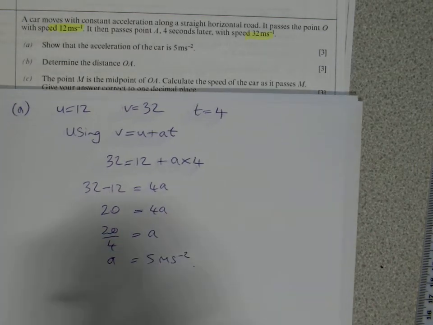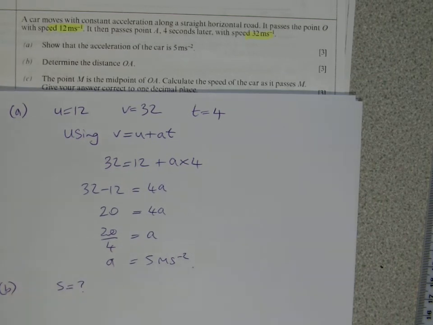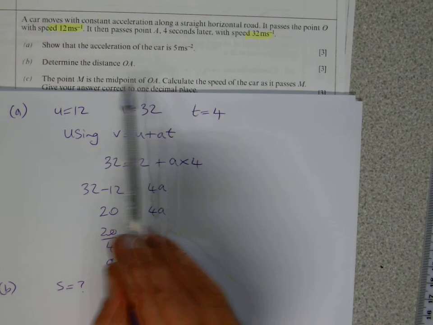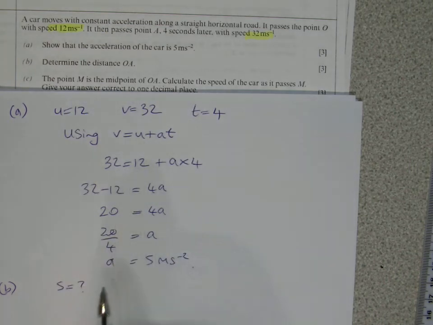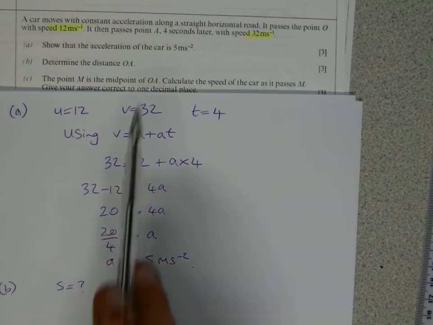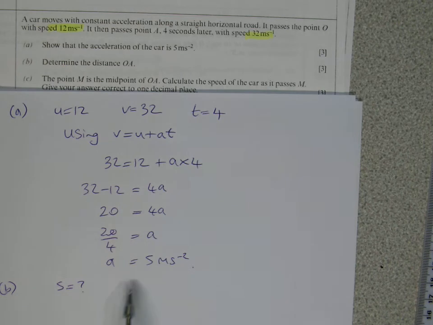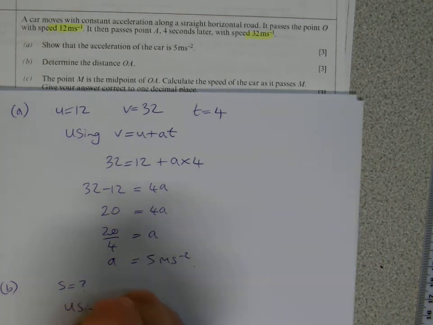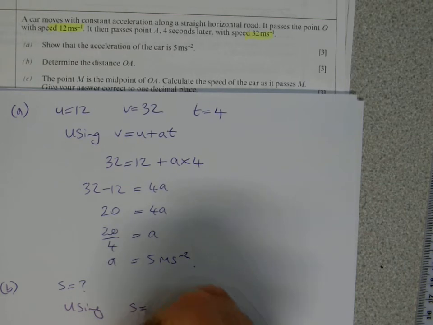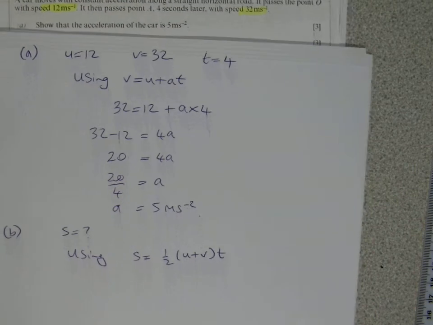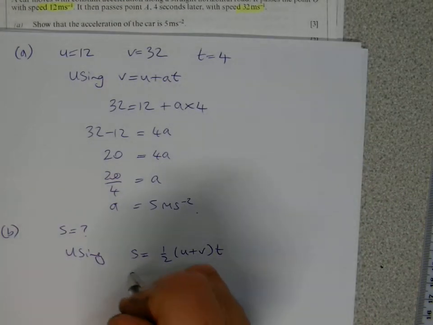Part B then, it says find the distance. Okay, so we want s. Now we've got all this information, so we can easily find the distance OA. Okay, we've even got the acceleration now, and we know it's got to be 5. Part A clarifies the acceleration is 5, so you could even use that value as well. It's your choice. I'm going to use s equals half (u plus v) times t, but you could use the other ones as well.